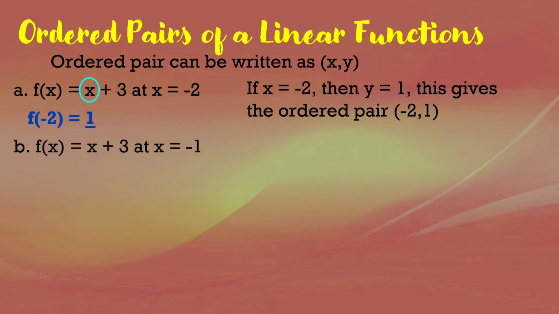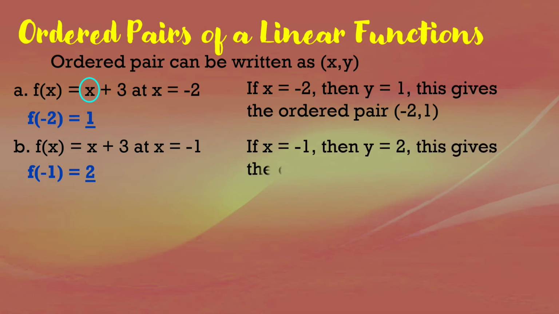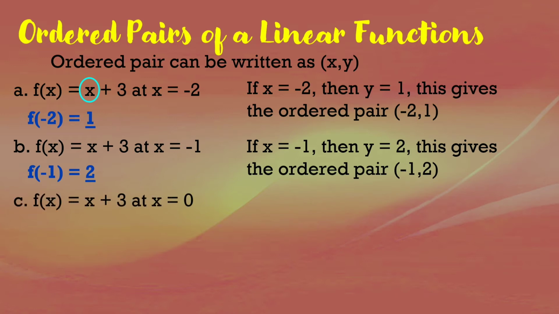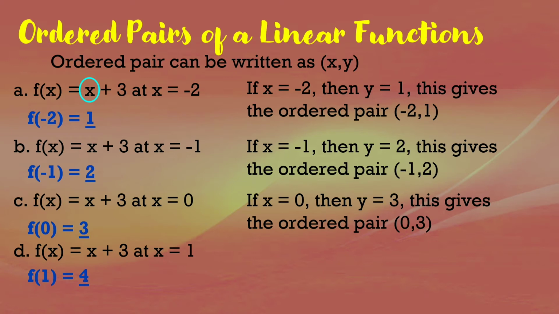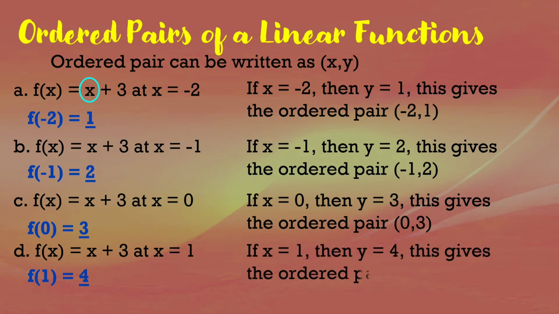Let's have letter B. So, f of x equals x plus 3 at x equals negative 1. So, alam naman natin na ang f at negative 1 is equals to 2. So, if x equals negative 1, then y equals to 2. This gives the order pair negative 1, 2. Letter C, f of x equals x plus 3 at x equals 0. So, f at 0 is equals to 3. So, if x is equals to 0, then y equals to 3. This gives the order pair 0, 3. Letter D, f of x equals x plus 3 at x equals 1. So, f at 1 is equals to 4. If x equals 1, then y equals 4. This gives the order pair 1, 4.